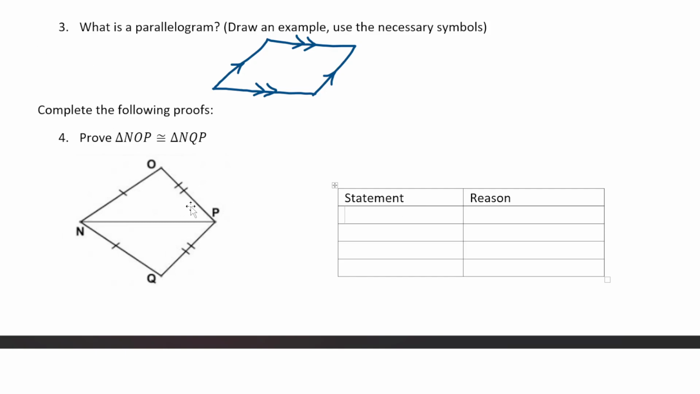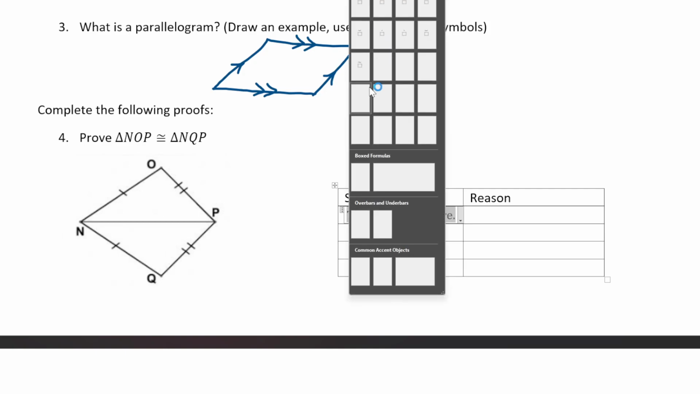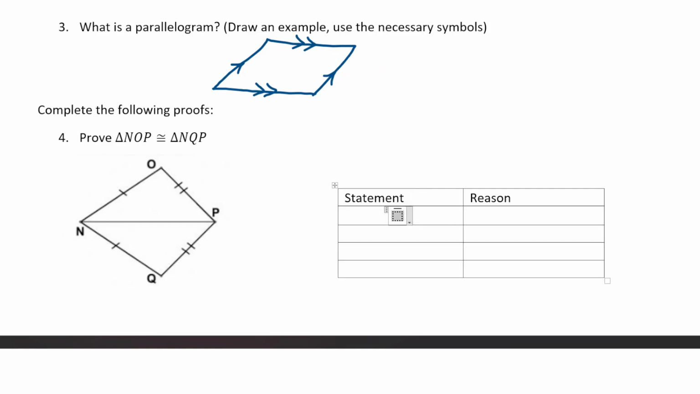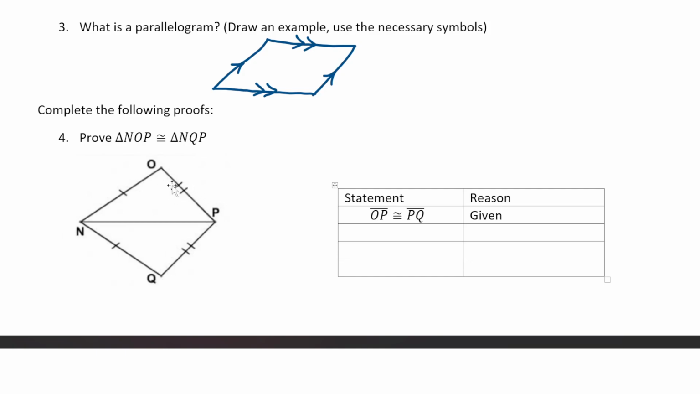Let's begin. So let me just begin by writing the given statements. Okay, I know that segment OP is congruent to segment PQ. This is true because it's given. It's a given statement. You see the double marks, the double arrows? It's a given statement.